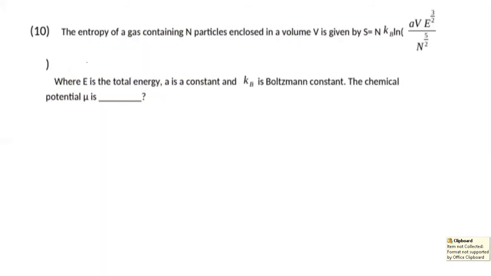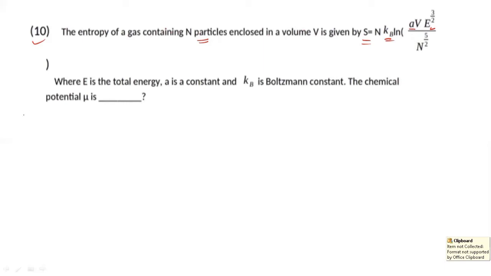Next, let's see question number 10. Here it is said that for a gas containing N particles enclosed in a volume V, the entropy S is given by this. Here E denotes the total energy, A is a constant, and Kb is the Boltzmann constant. So you need to find the chemical potential mu.